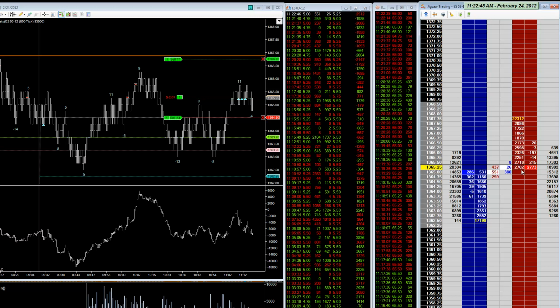But this is kind of typical when you're in a trade that you're not comfortable with, even though you know it's the right thing to do, it's the right play to make. It doesn't mean that you're comfortable in the trade.